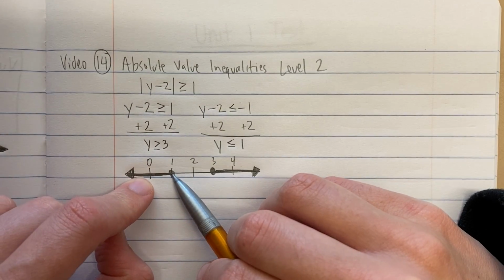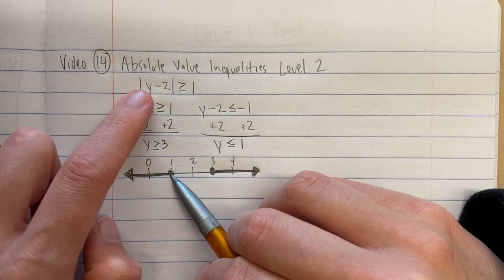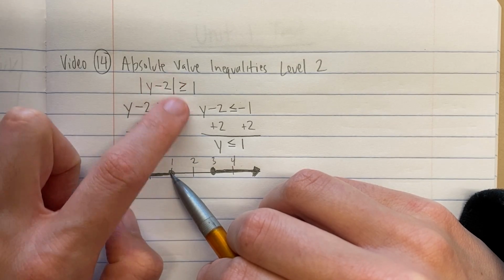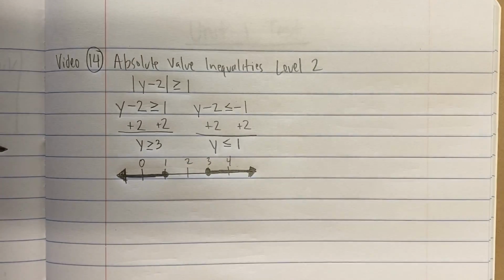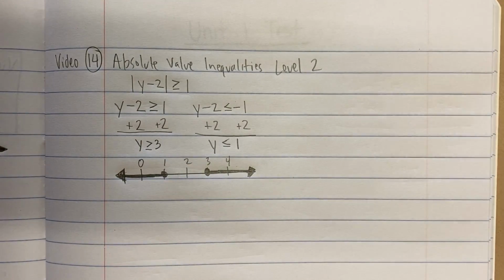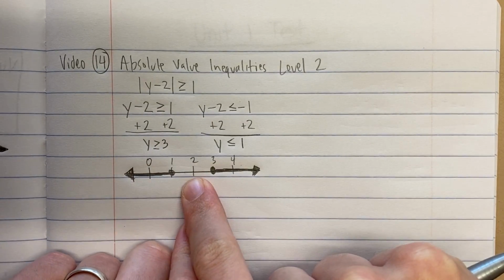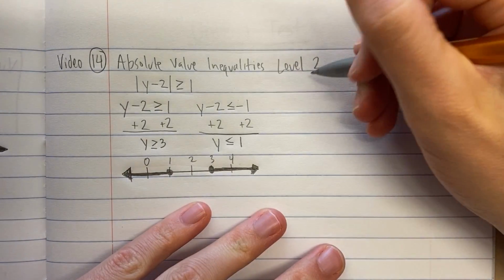But look, here's my solid circle. I could plug in 1 here. Look, 1 minus 2 is negative 1. Take the absolute value, that's positive 1, which is greater than or equal to 1. Okay, so you can kind of check your graph by plugging in numbers like plug in 4, make sure it works. Plug in 0, make sure it works. Plug in 2, make sure it doesn't work, right? Use your graph to check your answer.